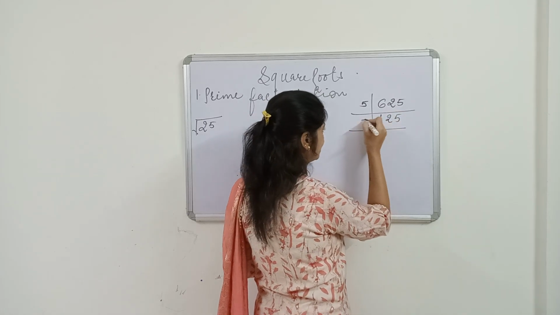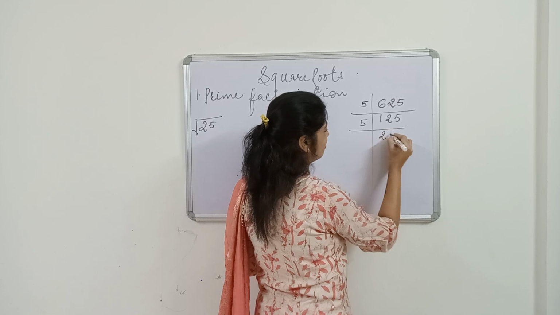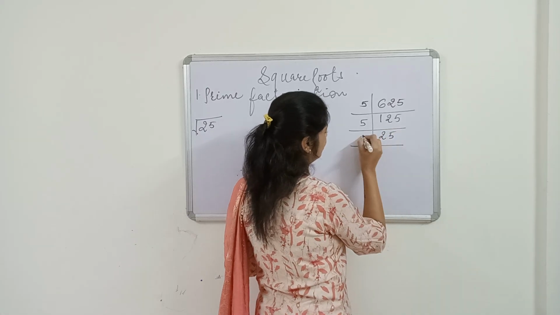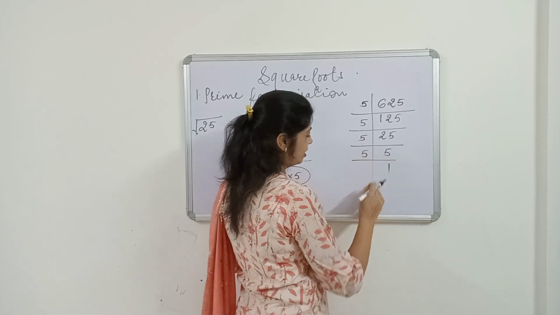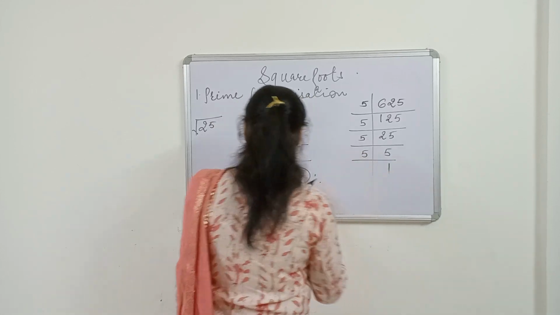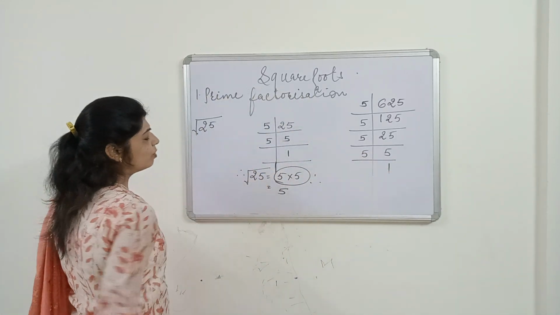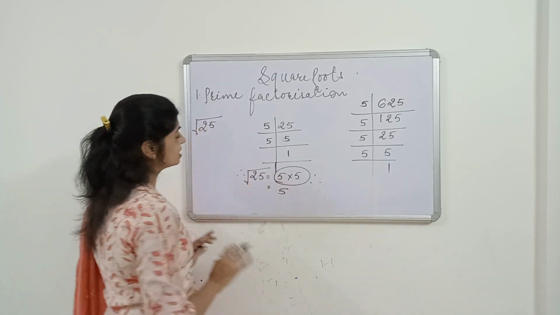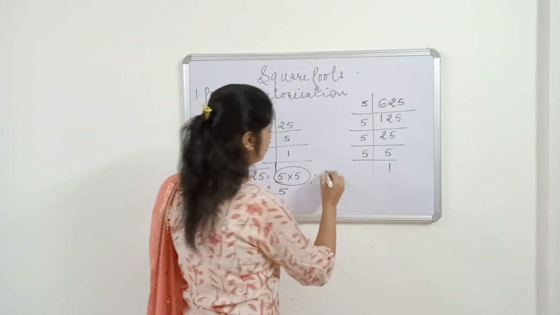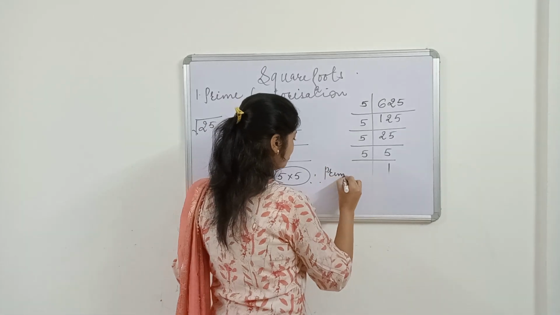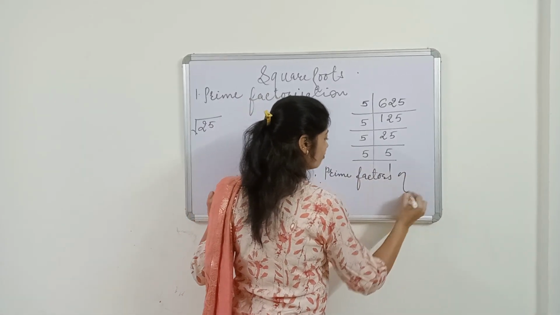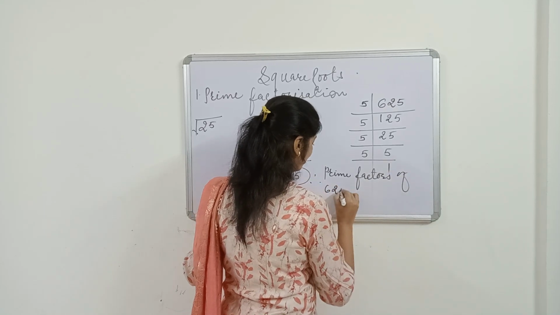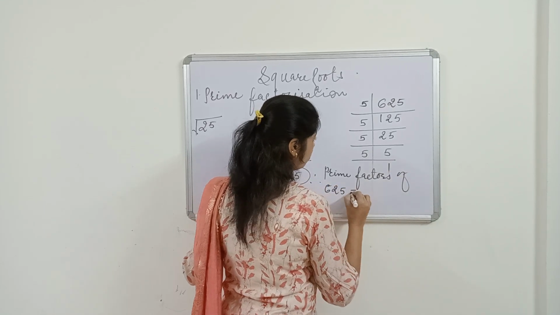Again, is it divisible? Yes, it's divisible by 5. Then again 5, 5. This 5 and now 1. So what are the prime factors? Actually, you should not write directly. In most schools, children also directly write this, but I don't believe in that. First you should write here properly: prime factors of 625 equals to, what are they?